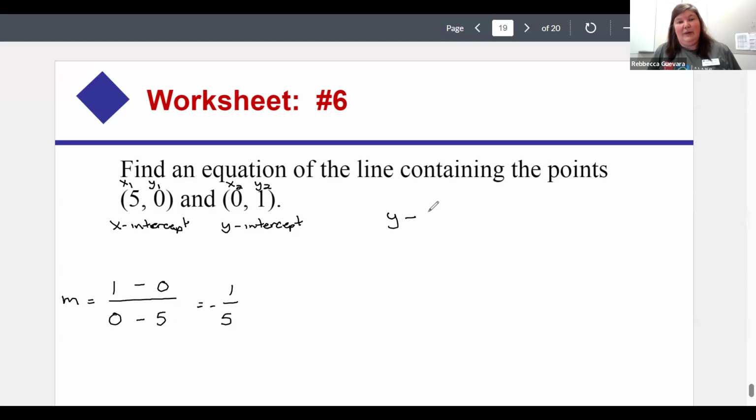So if we do y minus my y1, so my y1 was 0, my slope was a negative 1/5, and then I have x minus x1, which we said was 5. We get y is equal to negative 1/5 x. So negative 1/5 times 5 will leave me with a positive 1.